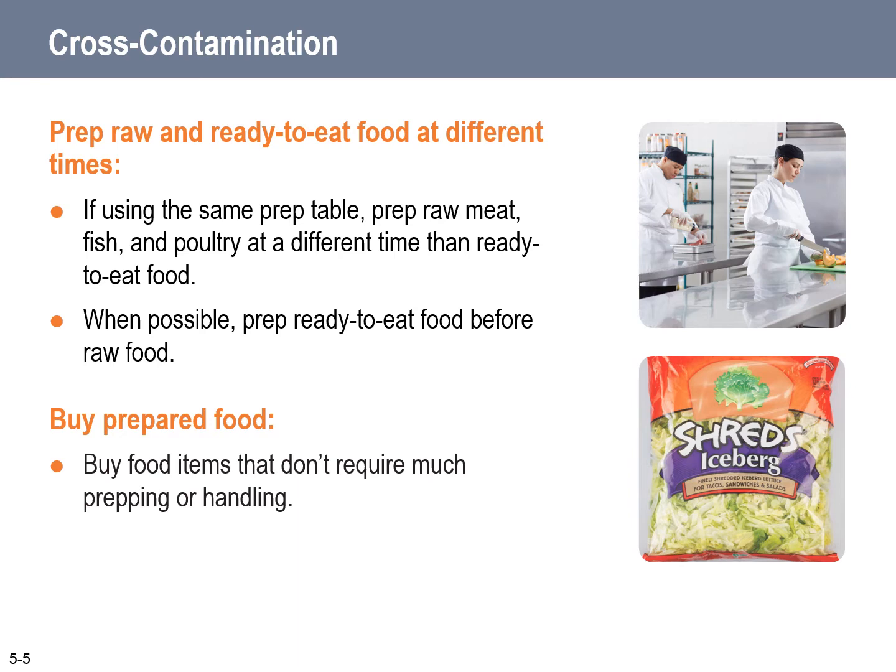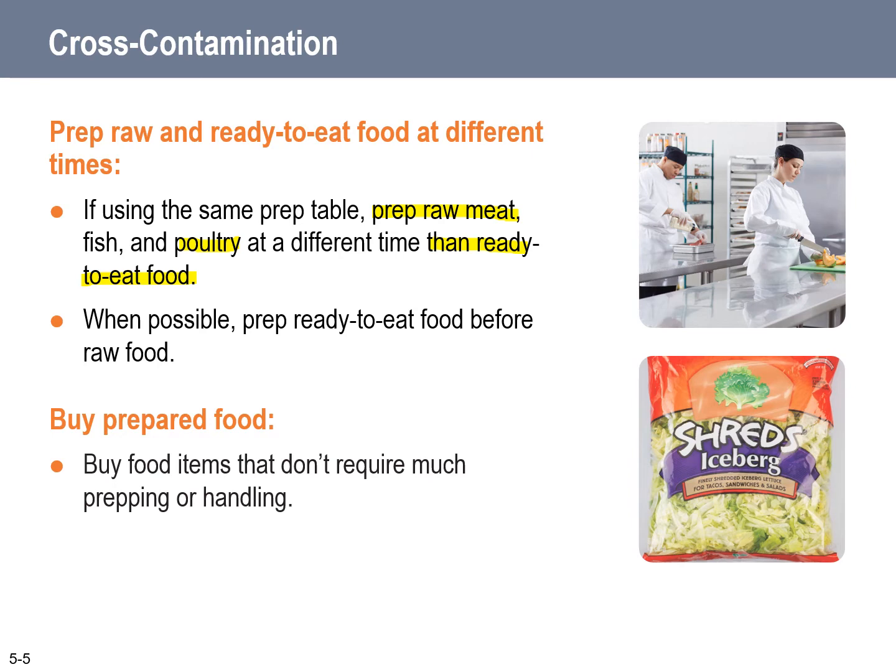Okay, so if we do need to use the same table to prep different types of food, then we're going to try and do it at separate times. So for instance, those of y'all who have had our class in the morning know that that's when we try and do all of our raw meat preparation, poultry, and then our ready-to-eat food doesn't come into place until during service. And we're going to try when possible to prep ready-to-eat food before raw food, and we'll have to show you examples of that in order for it to make sense.